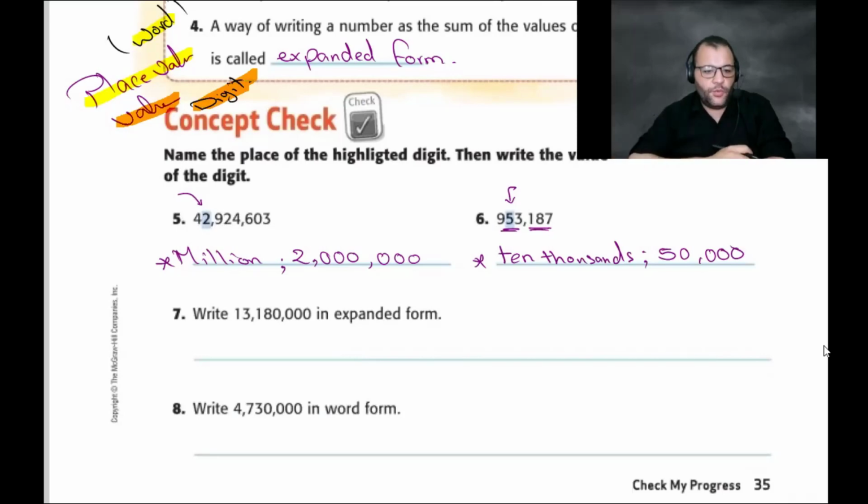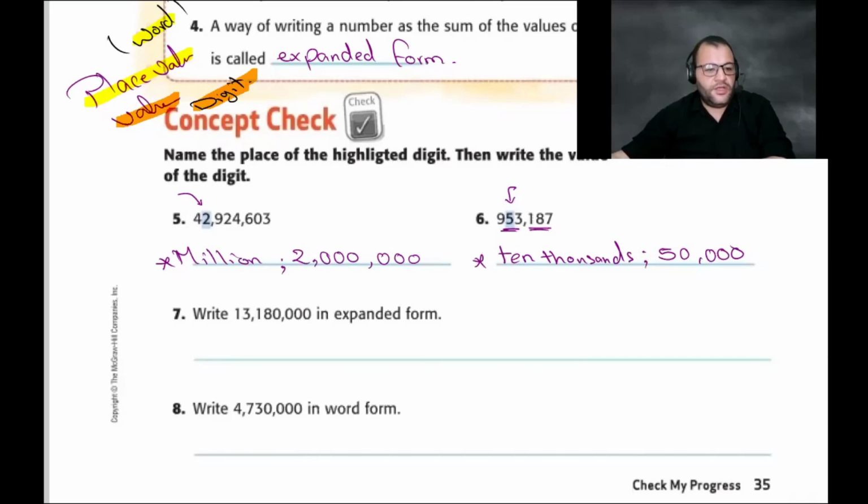Yes. Okay, we need to write this number in expanded form. So how can we solve this one? Question number 7. Okay. 13 million. Yes. 180,000. Yes. That's the expanded form? Yes. Okay. Do you have any other answer? Anyone has another answer?